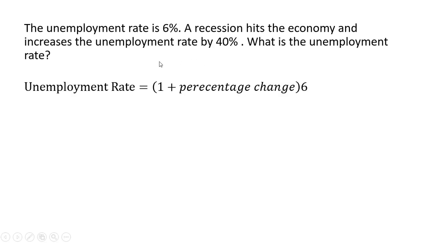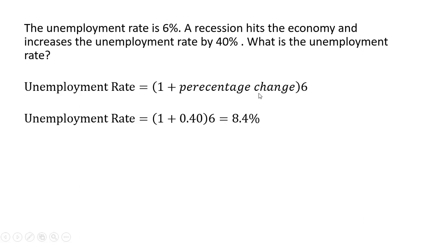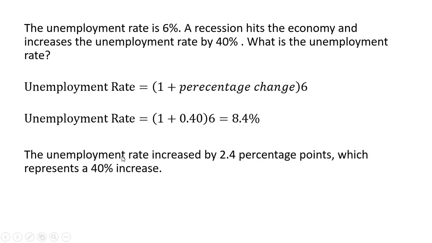Another problem here, the unemployment rate is 6%. A recession hits the economy and increases the unemployment rate by 40%. What is the unemployment rate? So the unemployment rate equals 1 plus the percentage change in the unemployment rate, times 6. So the percentage change in the unemployment rate is increasing by 40%, or 0.4. And so our unemployment rate now is 8.4%. The unemployment rate increased by 2.4 percentage points, so that's 8.4 minus 6, which represents a 40% increase.